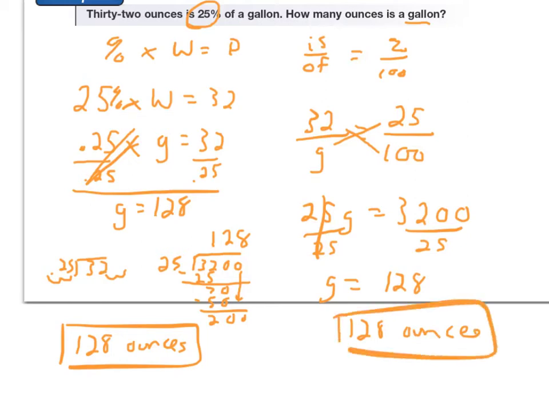So I say whichever method you understand better, that's up to you, okay? Pick the one that you like. If you like percent times a whole equals a part, then that's fine, use that method. If you like is over of equals percent over 100, this one's my favorite, and then use proportions, then use that method, okay? Let's go through some more examples.